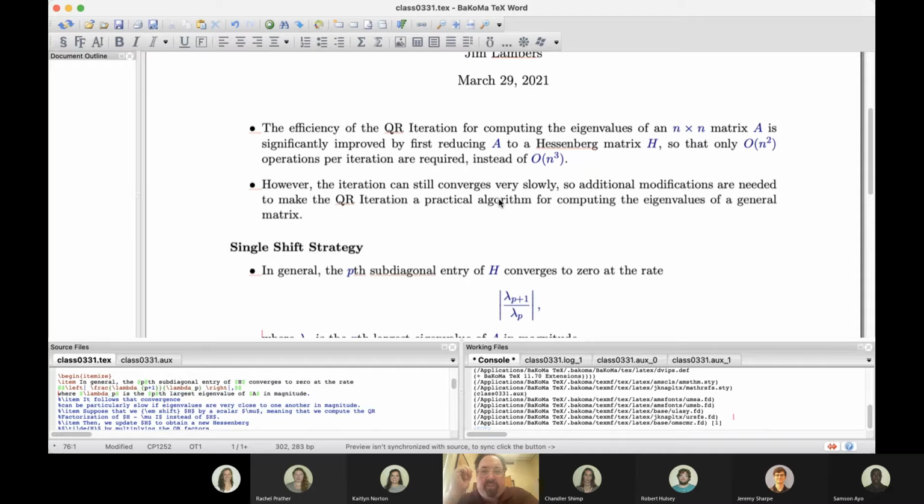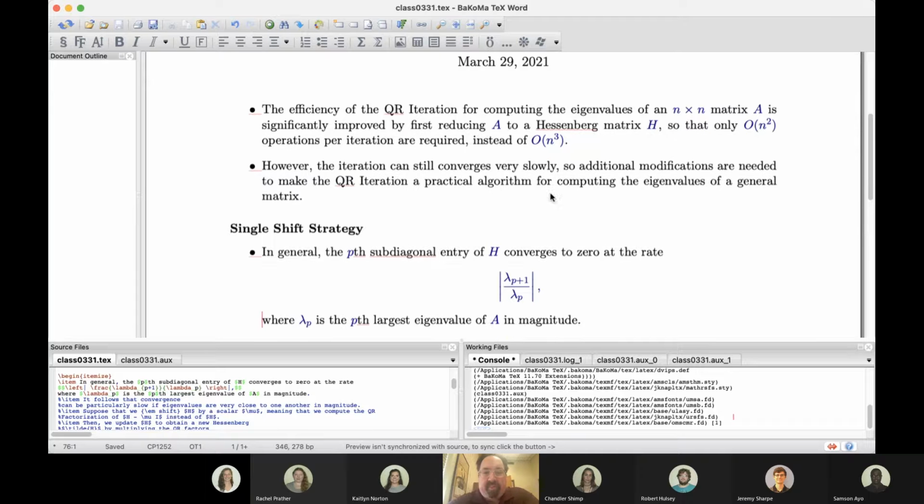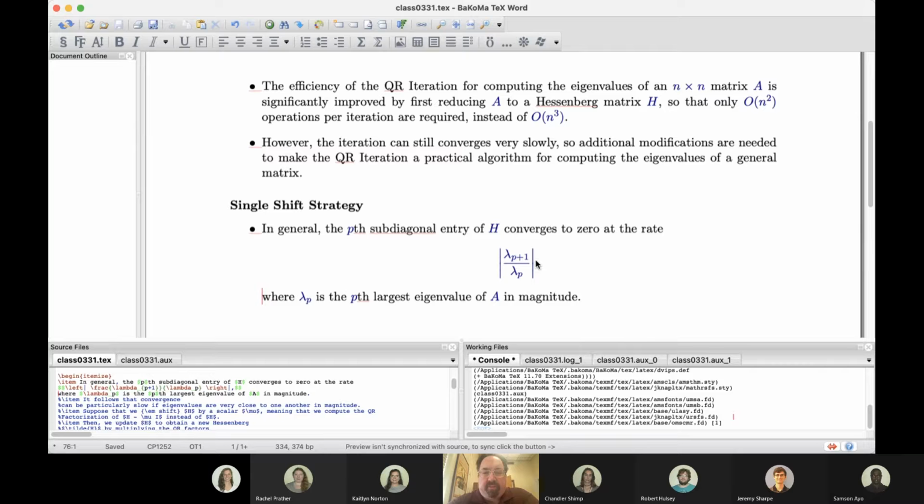So how fast is convergence now? To get an idea of why it can be bad, consider the rate of convergence of subdiagonal entries of our Hessenberg matrix H to 0. To recap, H being a Hessenberg matrix is upper triangular but with one extra subdiagonal. So it's not entirely upper triangular. We have at most one entry in each column right below the diagonal that we want to try to make 0.